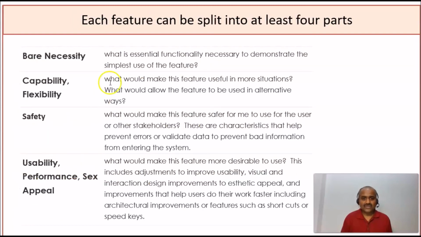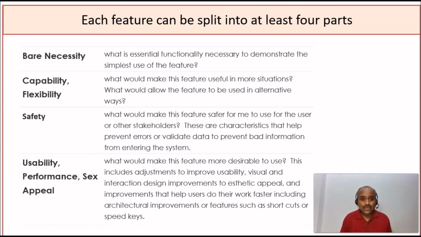So friends, what are we doing? For every capability we are looking into four segments. Segment number one is the bare minimum necessity that we want to build in. Second, we are building a little more flexibility, a little more capability. Third, we are building safety into it. Fourth, we are improving the usability, improving performance, and improving the look and feel. We want to build a sexy system.